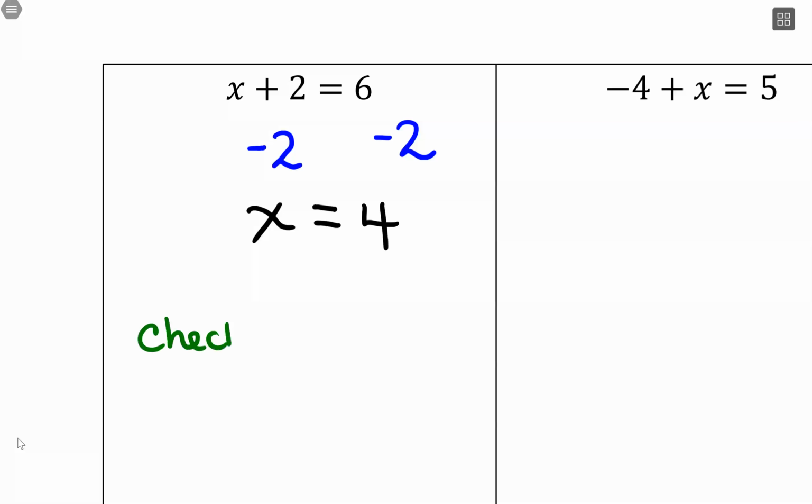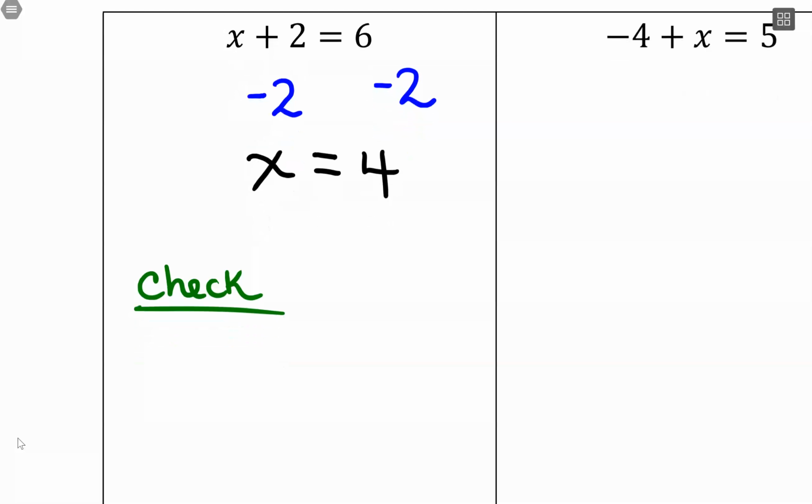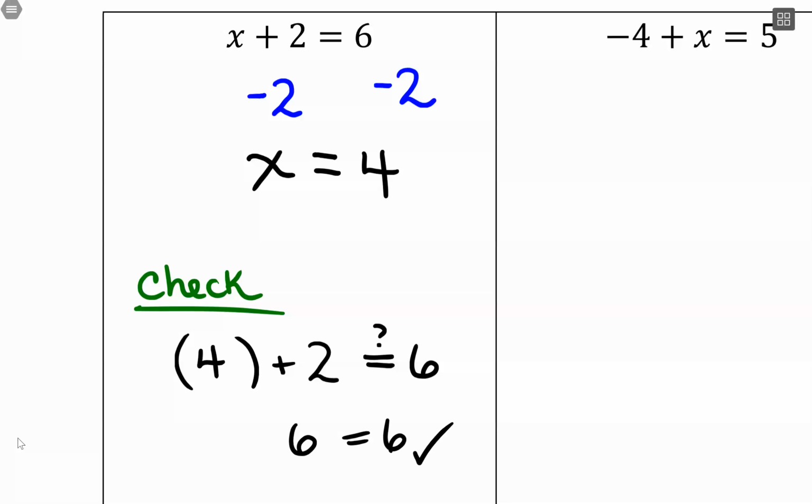Now checking our answer, be sure to separate this from the work so it doesn't look like a continuation, but this is where we would substitute in. So I have x plus 2, and I want to see, does this equal 6? So what I want to do is plug in positive 4. So we have 4 plus 2, which is 6. So since that balances out, we know we found the correct answer.